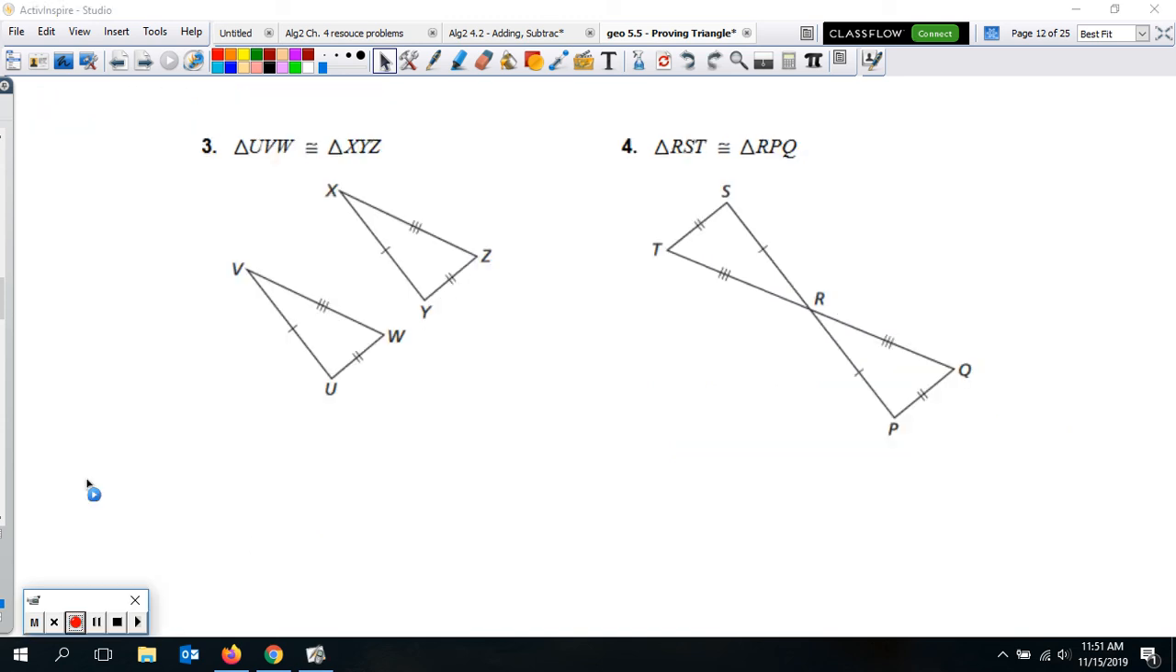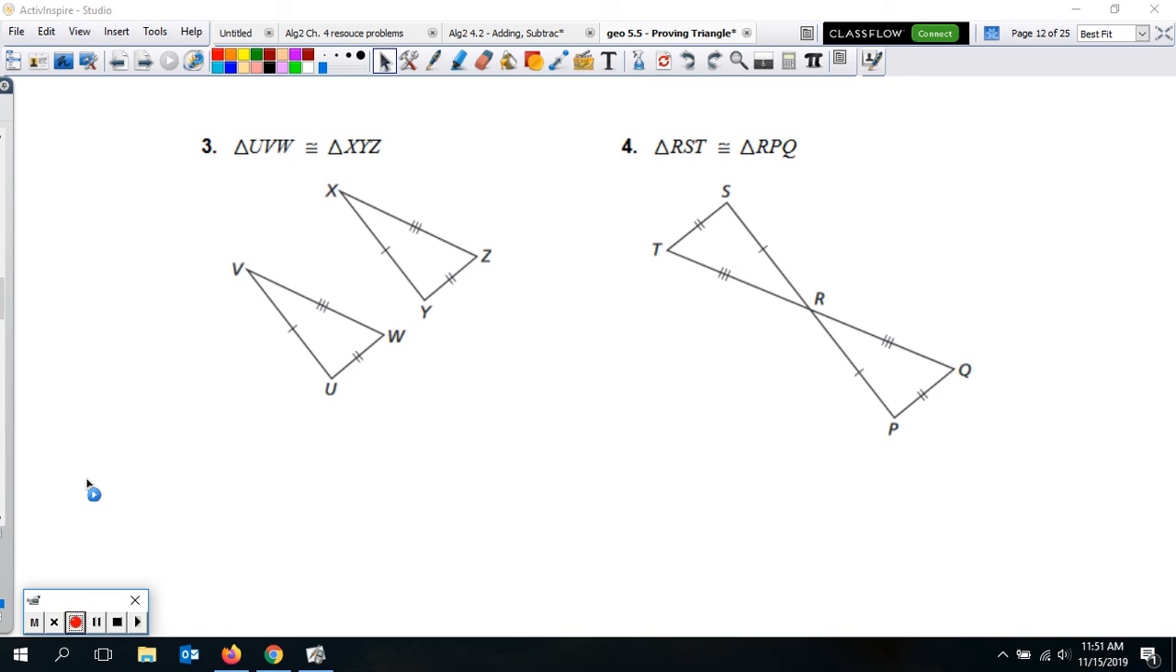Okay, so for number 3 and 4, do the same thing for these ones. Again, same question here. Is the congruent statement true? So yes or no. And then go ahead and pause the video and decide that, and then play it to see if you're correct.